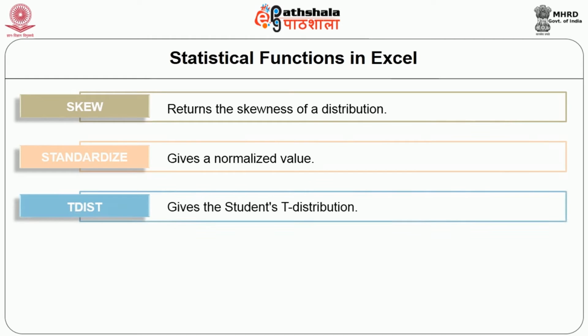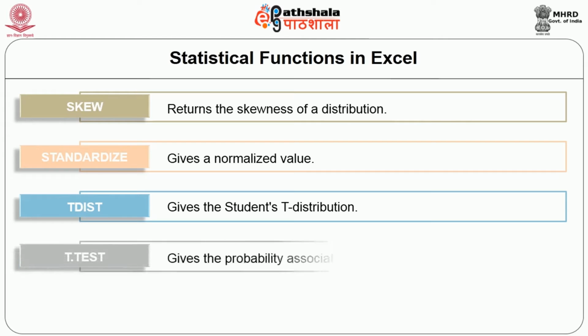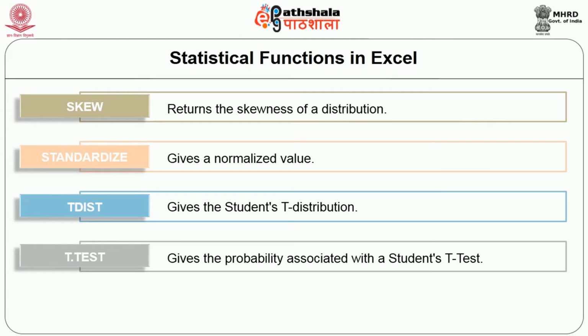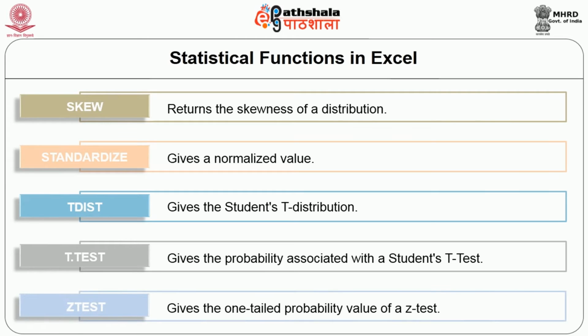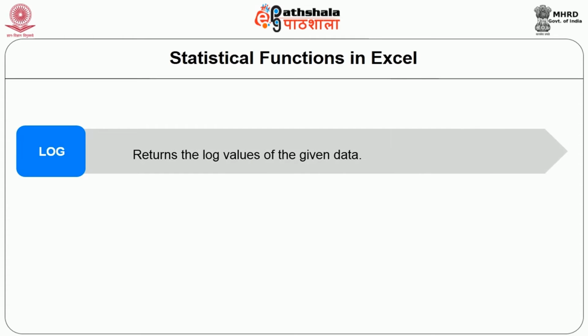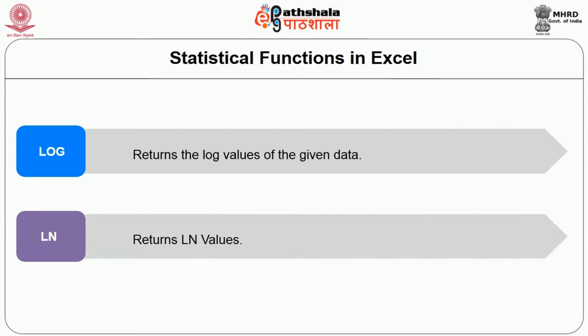T.DIST will give the student t distribution. T.TEST will give the probability associated with the student t-test. Z.TEST will give the one-tailed probability value of the z-test. LOG returns the log values of the given data. LN returns ln values. Some of the important statistical functions with examples below in Excel.